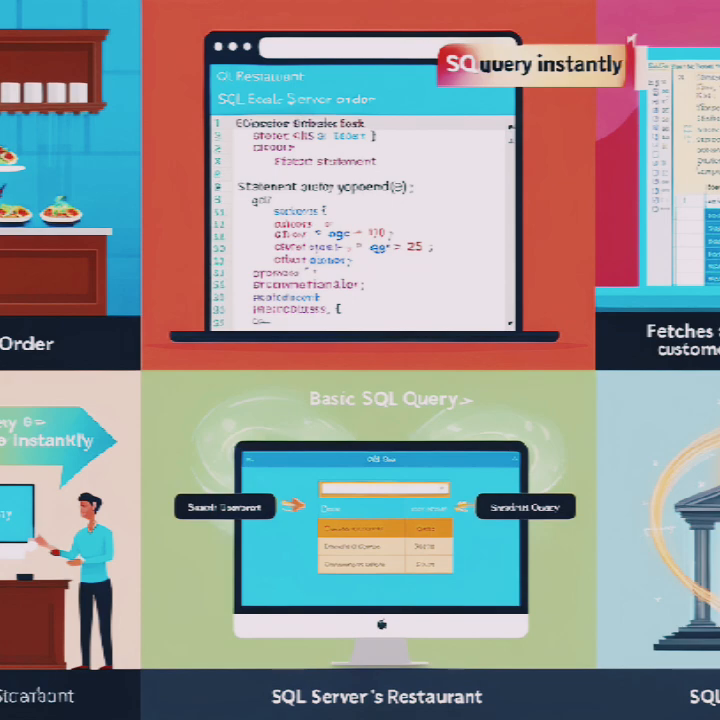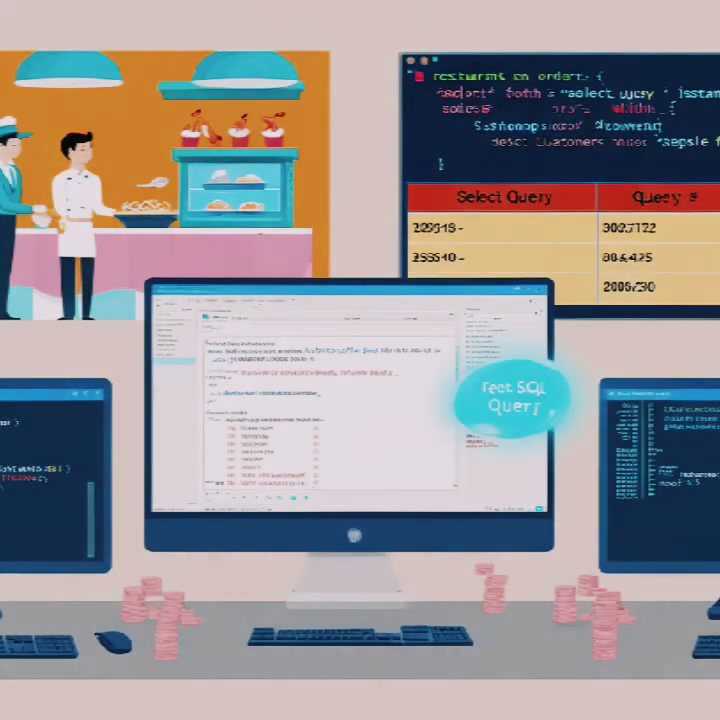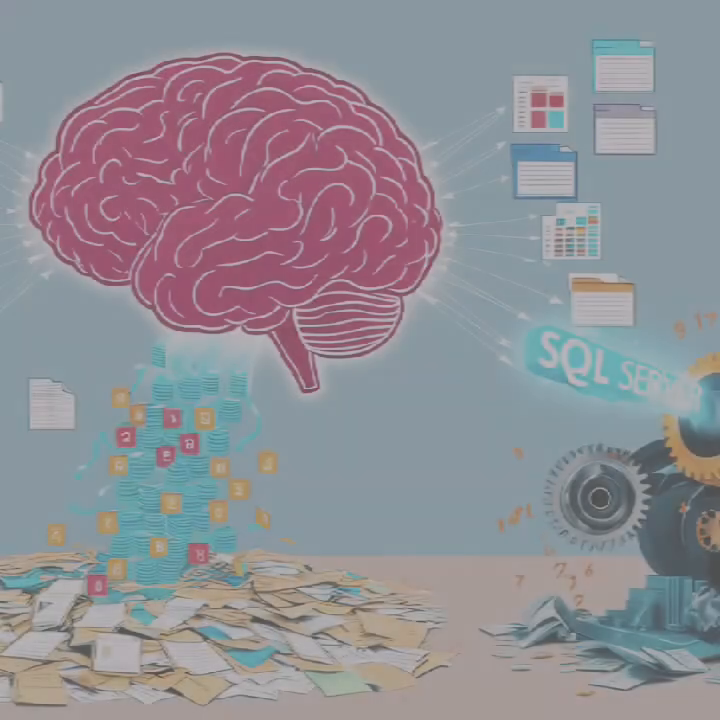SQL Server is not just a database, it's a powerhouse, storing data, running queries, and making sure the right information is at your fingertips instantly. And just like you wouldn't drive a car without an engine, you wouldn't try to work with data without SQL Server. Well, unless you like things a little chaotic.